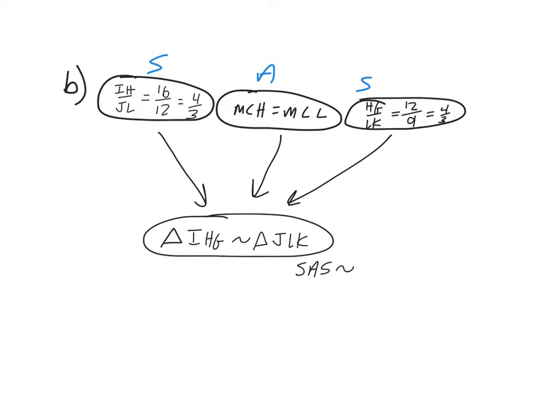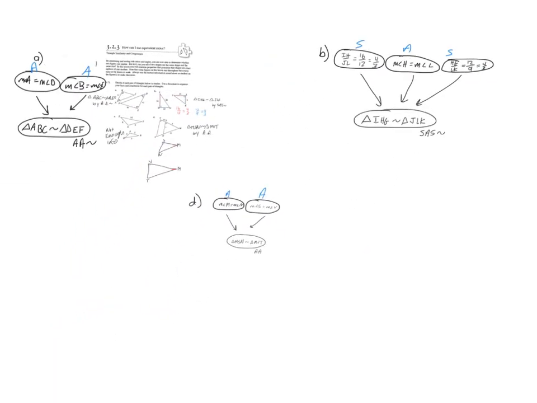So IH over JL, those were the corresponding sides. That was 16 over 12, and that equals 4/3. That's the same ratio as the other set of sides, HG and LK, that correspond to one another, so that makes 4/3. And the angle in between both sets of those sides was equal, as denoted by the right angle. So therefore I can conclude, using these three facts, that triangle IHG is similar to triangle JLK by side, angle, side similarity.